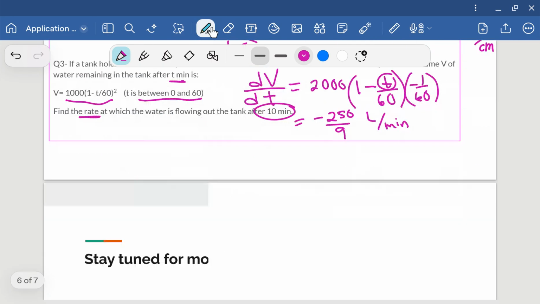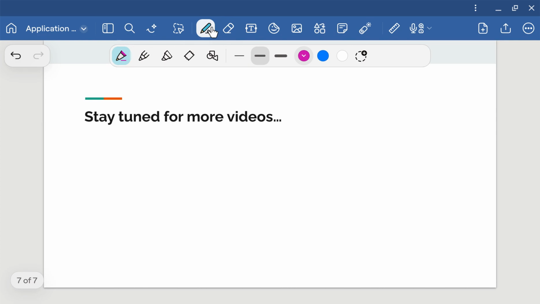So as always, I hope you found this helpful. Tomorrow's video, we'll take a look at rate of change when we are with respect to more than one variable.